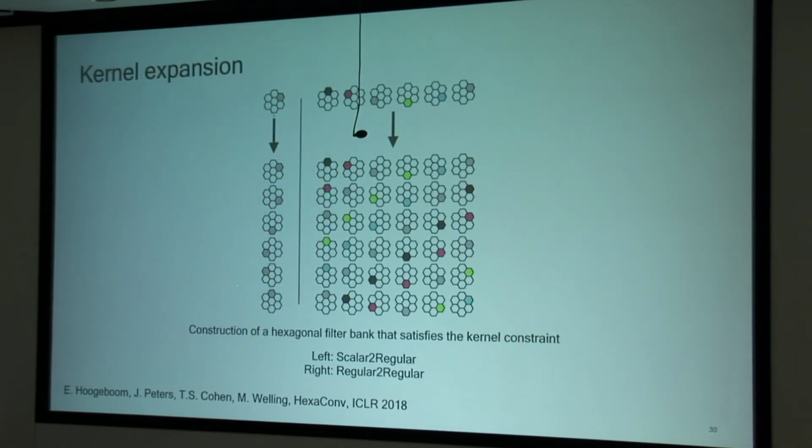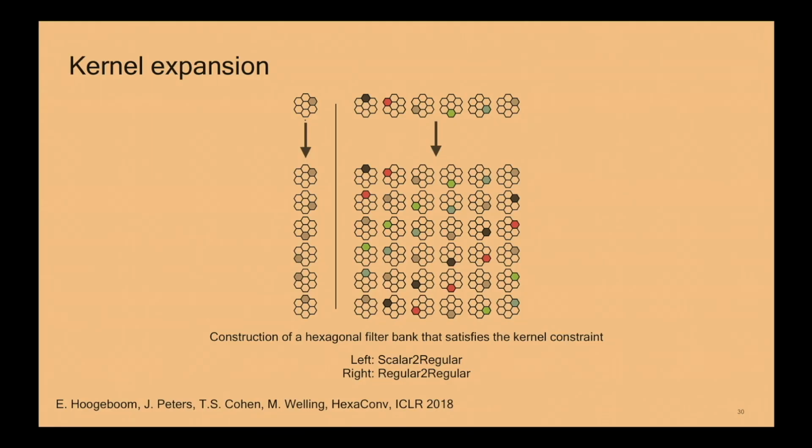And then there's the second important part of the algorithm, which is kernel expansion. So we derived before in this general theory that for the convolution to be equivariant, the kernel has to satisfy this equivariance constraint. And the way that's implemented in practice is very simple.